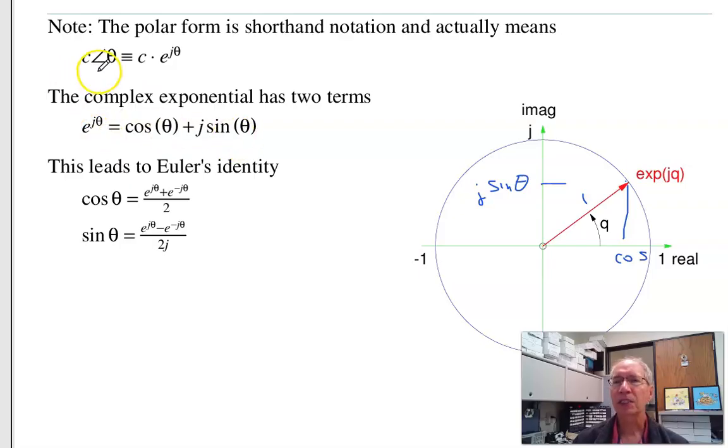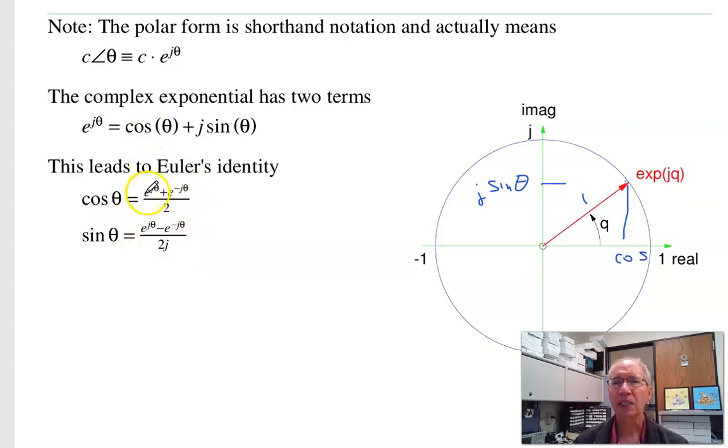When I represent a number in polar form, the shorthand notation is c at angle theta. What that really means is c e to the j theta, or c cosine theta for the real part, c sine theta for the complex part. That also leads to Euler's identity. Doing some algebra, I can say that cosine theta is e to the j theta plus e to the minus j theta over 2. Sine theta is e to the j theta minus e to the minus j theta over 2j. You kind of see how that works.